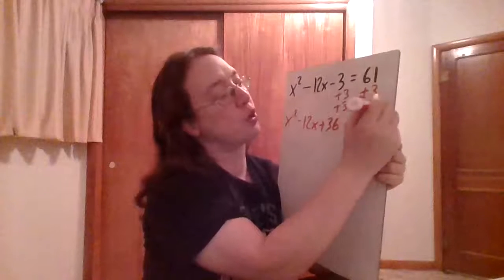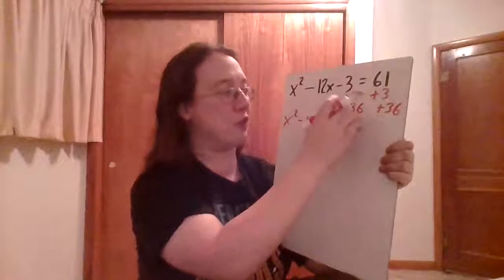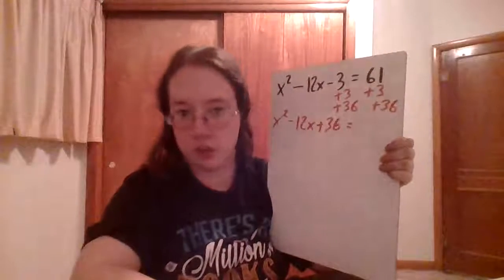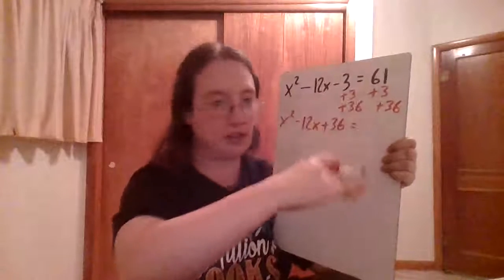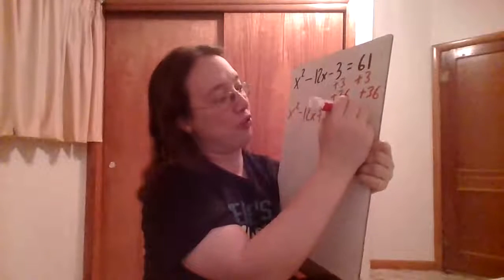So if you weren't sure off the top of your head that the number we wanted to add was 39, you can just add it in 2 parts instead. Add a 3 and then add a 36. It'll get you to the same spot. And 61 plus 3 plus 36 is 100.